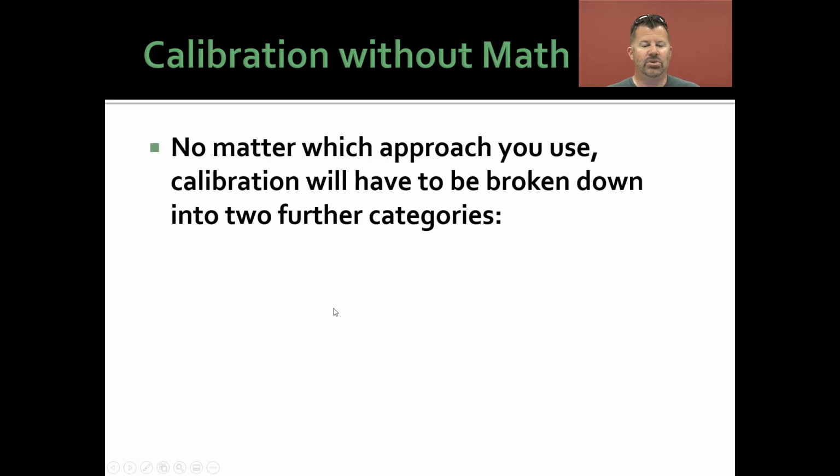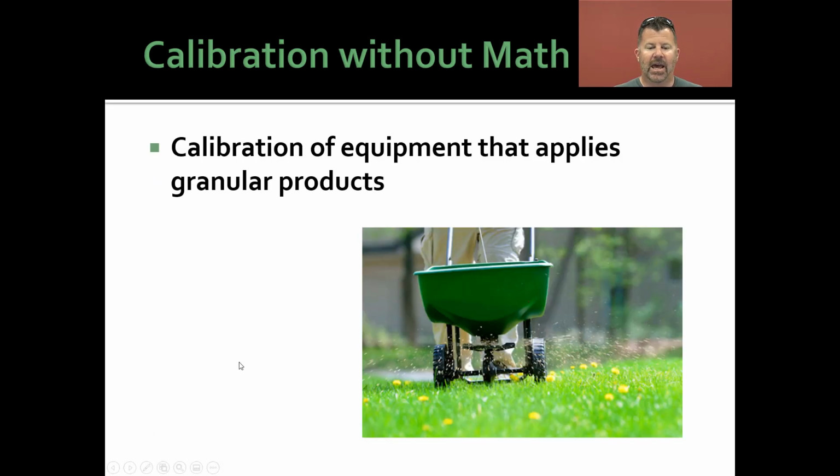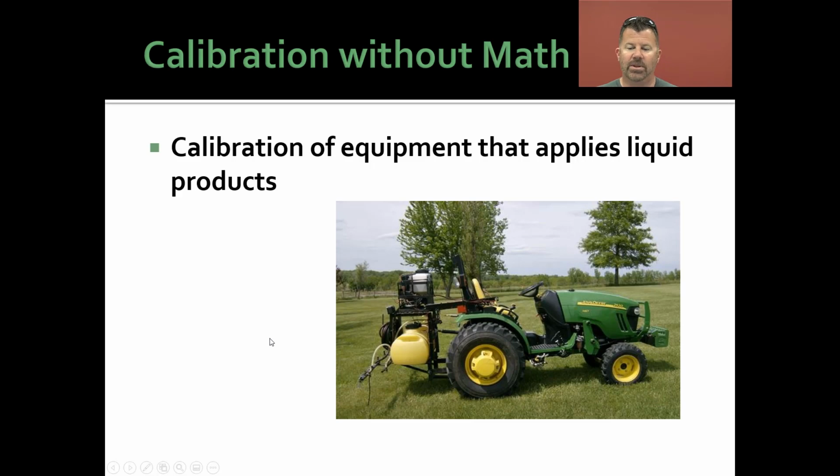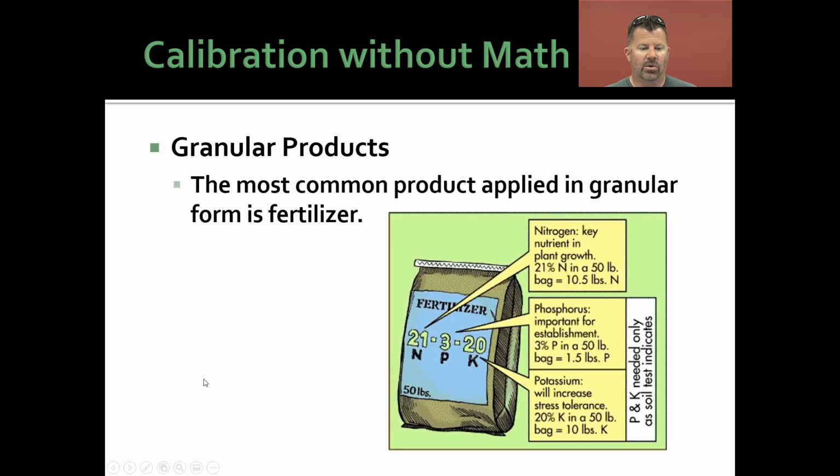So no matter which approach you use, calibration will have to be broken down into 2 further categories. Now, these categories: calibration of equipment that applies granular products, like that fertilizer spreader; calibration of equipment that applies liquid products. Granular products. The most common product applied in granular form is fertilizer.